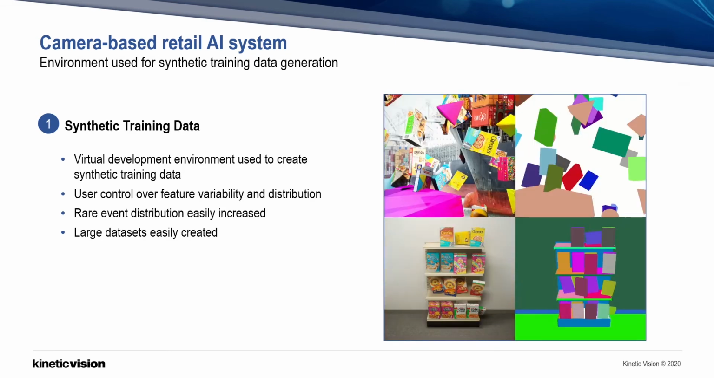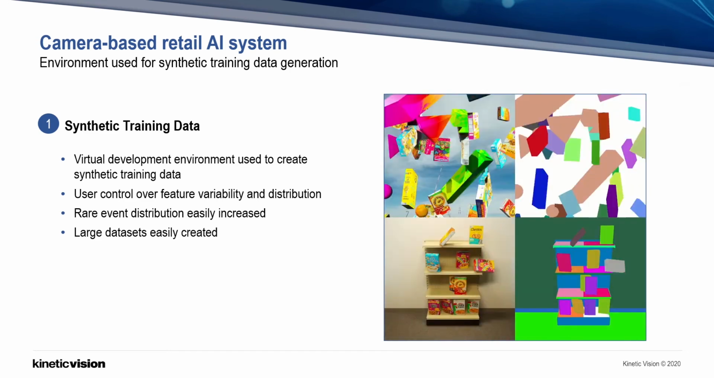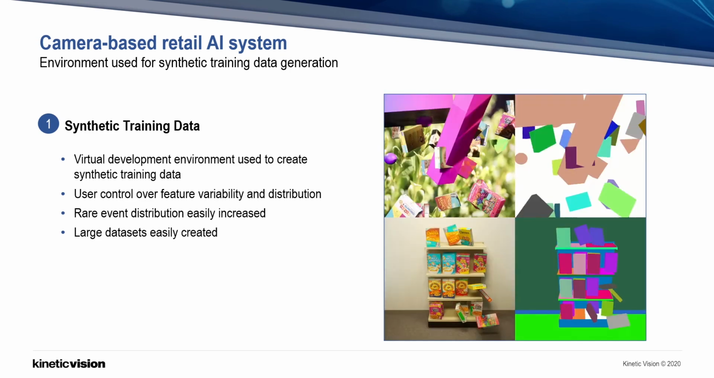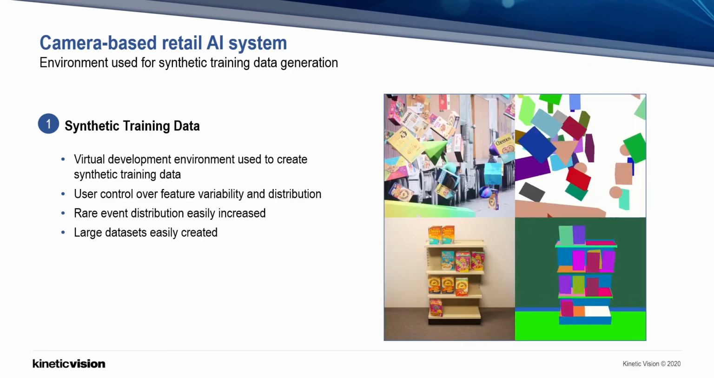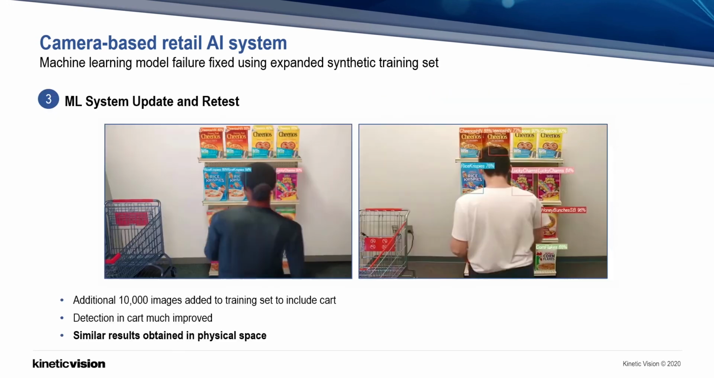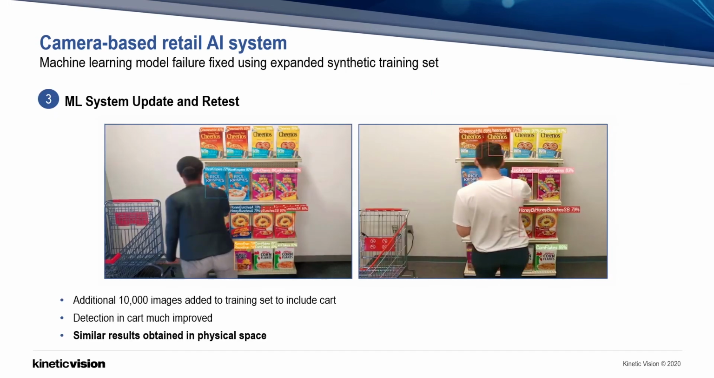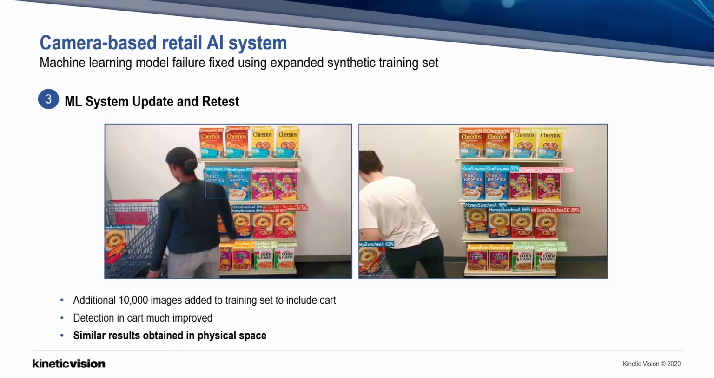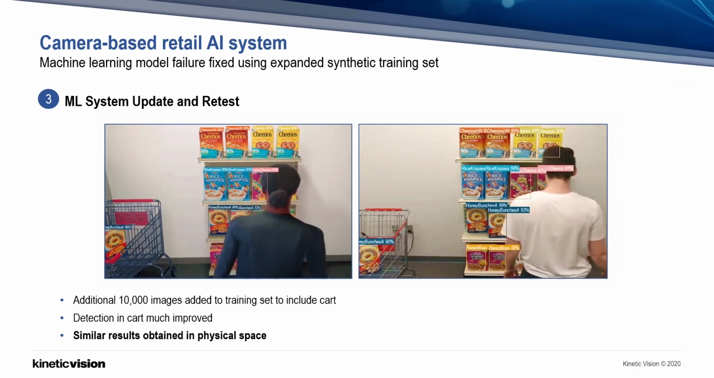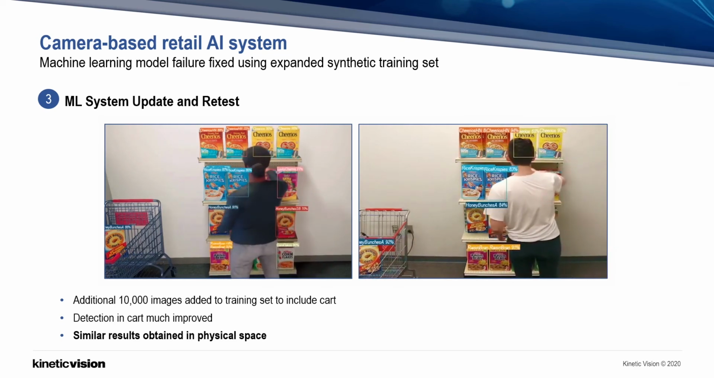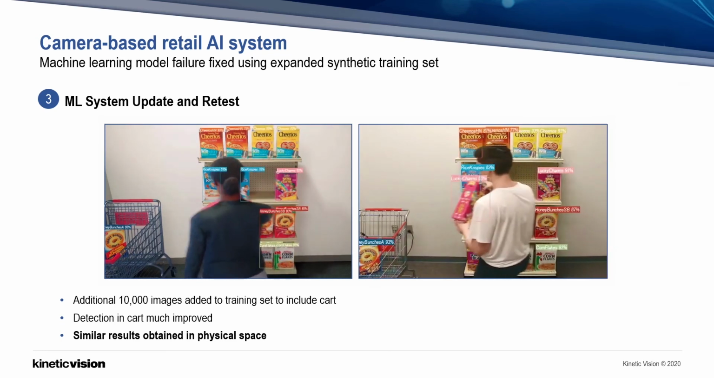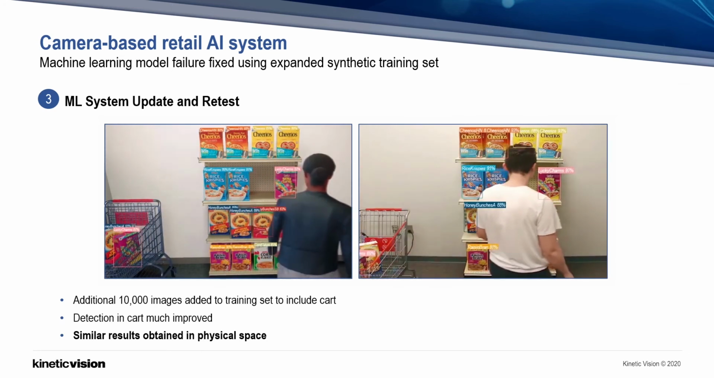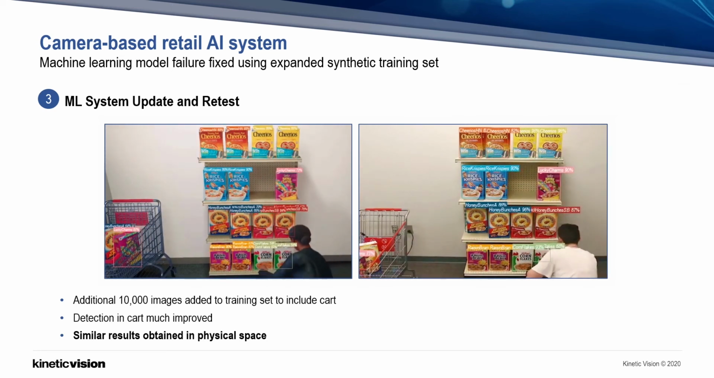It was surmised that in-cart detection failed because no images of carts or products in carts were included in the deep learning training set. An additional 10,000 images were generated to include the cart in random locations with random products in it, and the model training was continued with this new information. The resulting in-cart detection was improved to an acceptable level.